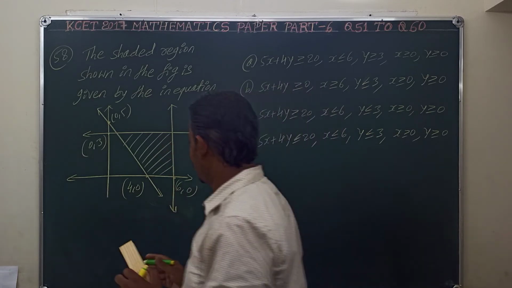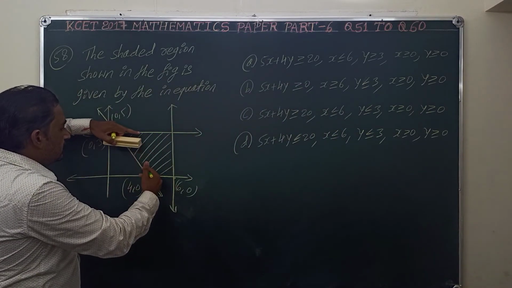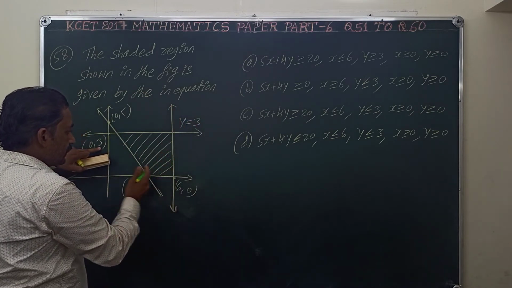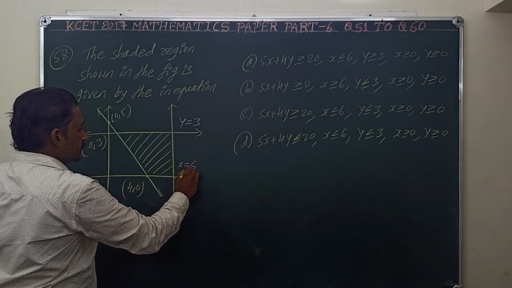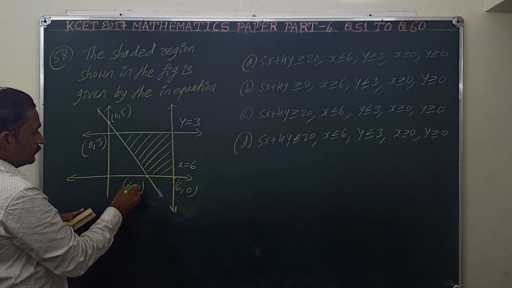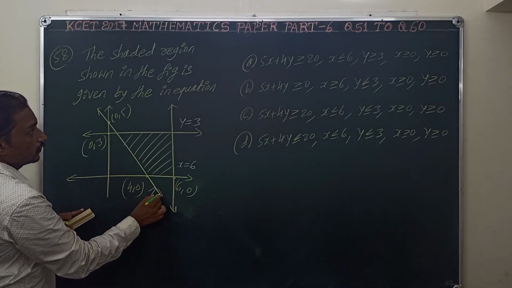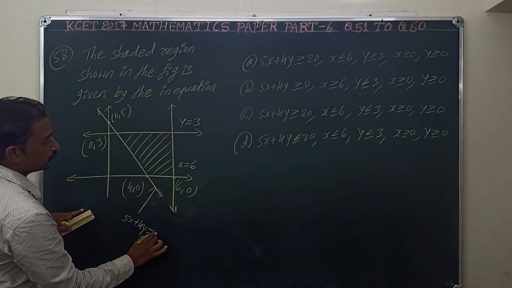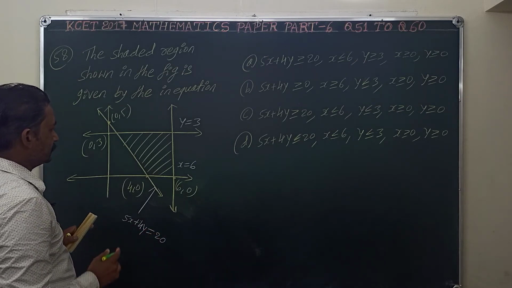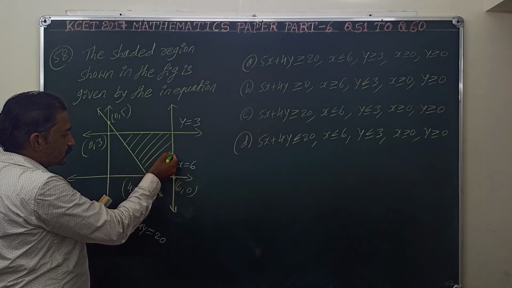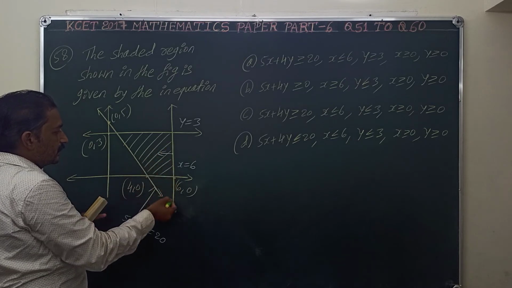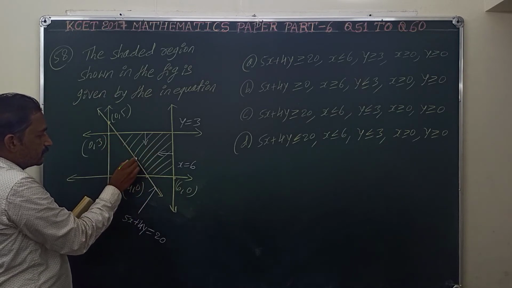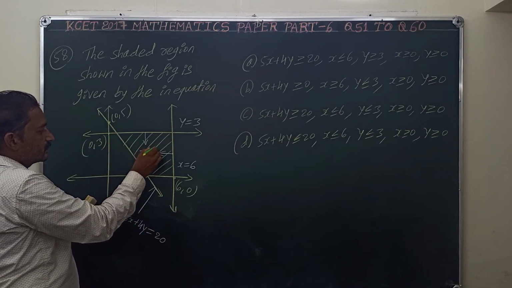So here in this case, mention the lines. This is parallel to the x-axis, nothing but y is equal to 3. This is parallel to the y-axis, nothing but x is equal to 6. This line is 5x plus 4y is equal to 20. So here the solution region of x is equal to 6 is towards the origin. Solution region of this line is towards the origin. Solution region of this line is away from the origin. Hence, this is the feasible region.